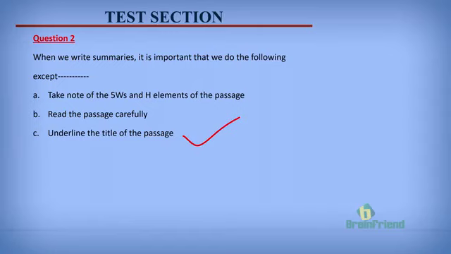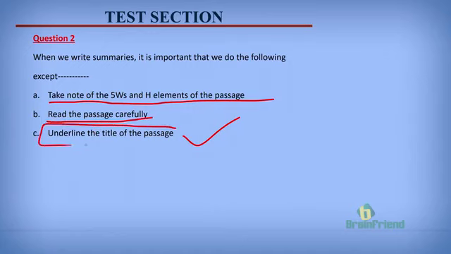It is important that we take note of the 5 W's and H elements of the passage. It is also important that we read the passage carefully. So this is the odd answer out. Underlining the title of the passage does not help us write good summaries. So if you picked C, you are correct.